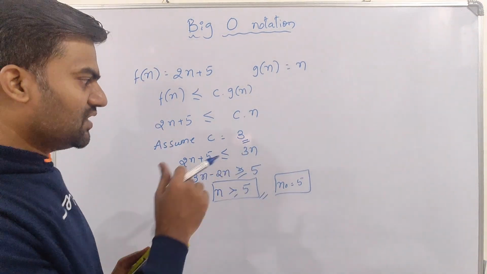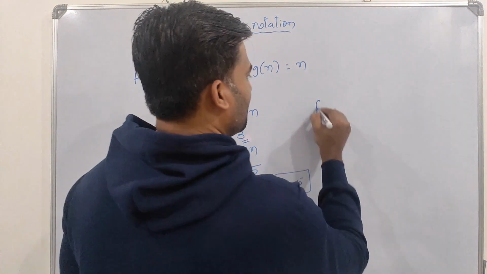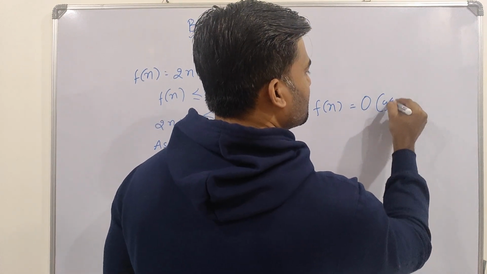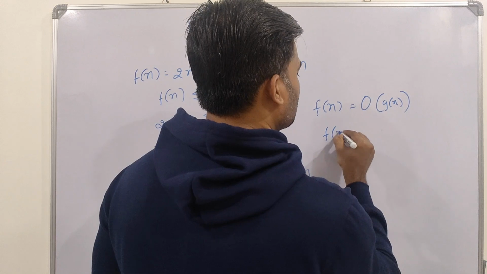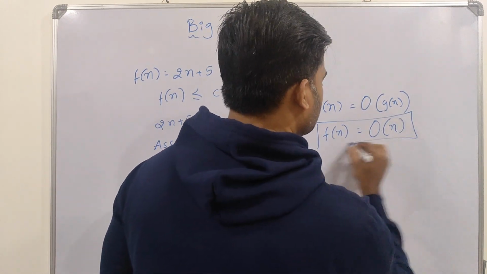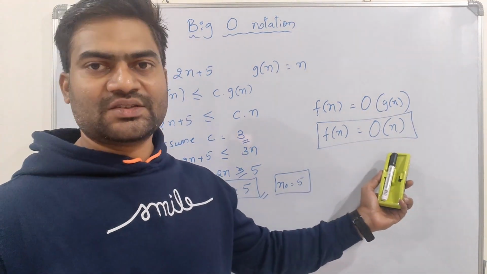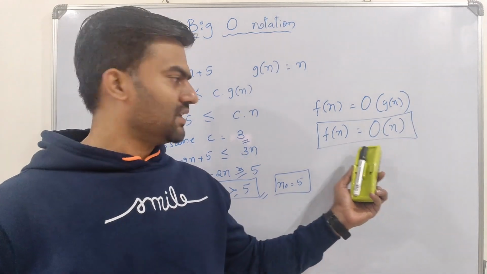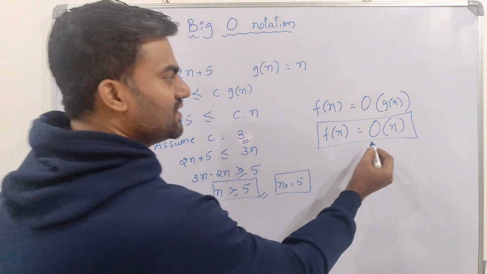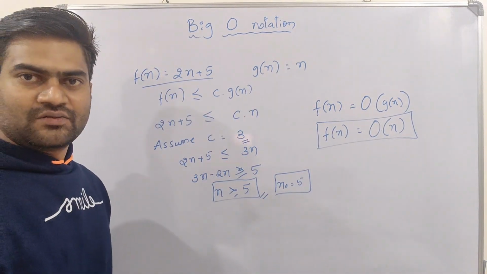With this, we understand f of n is big O of g of n, that is, f of n is equal to big O of n. Asymptotically, we say f of n is of order n. This is the big O representation for this particular function.